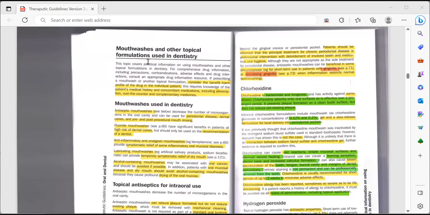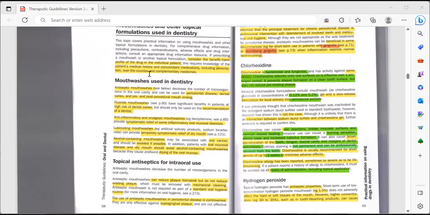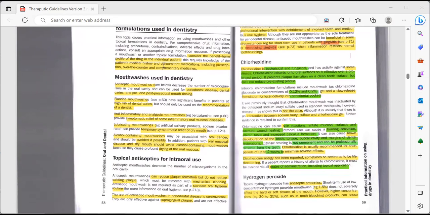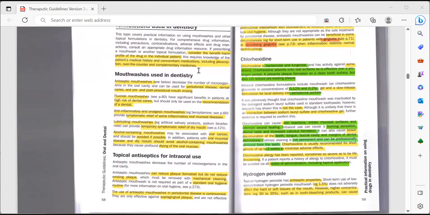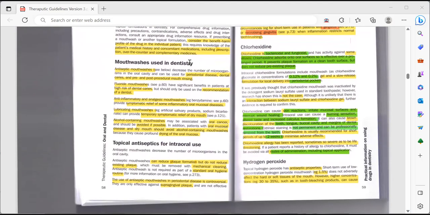So this paragraph is the same for every drug. You need to consider the benefit and harm profile of the drug in the individual patient, and then you need to check the medical history and concomitant medications, including prescription, over the counter, and complementary medicines. Okay. Then mouthwashes which are used in dentistry.